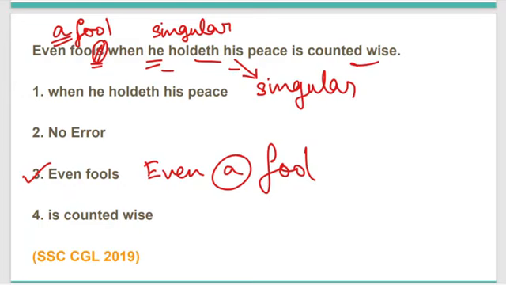So this was a really different and a twisted one. I hope the sentence is clear to you.